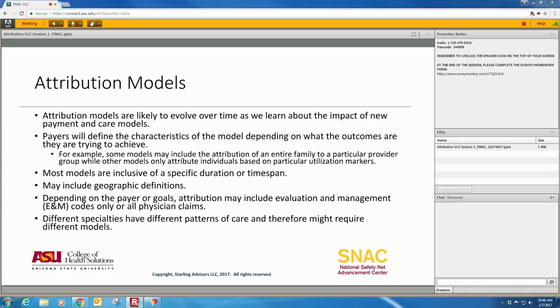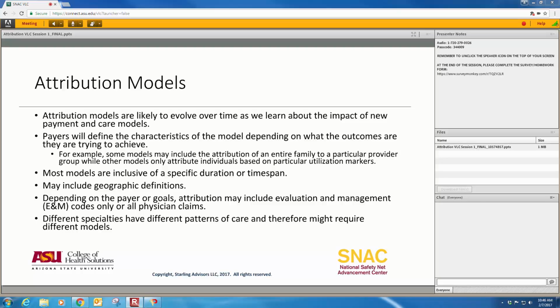So as you can see, there's a lot of complexity and a lot of options or levers that payers can pull in terms of defining how they're going to attribute patients. And the last note is that different specialties have different patterns of care, and therefore might require different models. A lot of the work that's been done to date has really been driven by primary care, and we'll talk about some of those models.